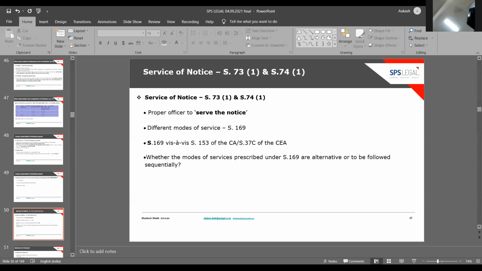Then service of notice. There are different modes of service which have been provided under section 169. The important point is whether the modes of service prescribed under section 169 are alternative or are to be followed sequentially. My personal view, and I'm not going into too much detail on this, but going by the ratio of the principle laid down in the erstwhile excise, service tax and customs regime, which is in vogue, the modes of service prescribed are to be followed sequentially and not alternatively, though the language has been kept very beautifully vague. There could be some legal disputes on this aspect in the coming days, because section 169 has been couched in very, very devilish language.